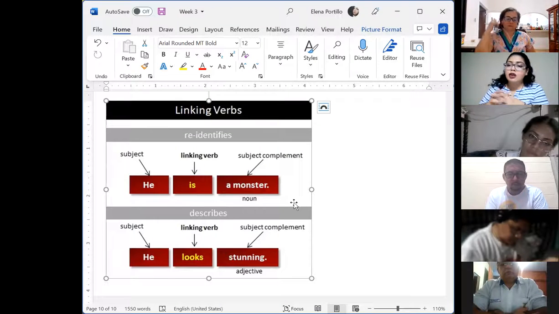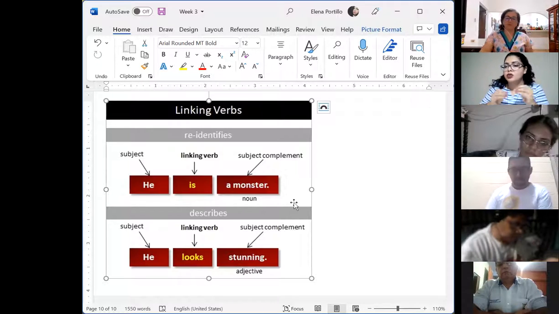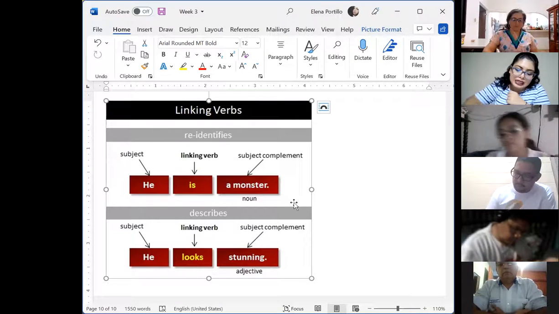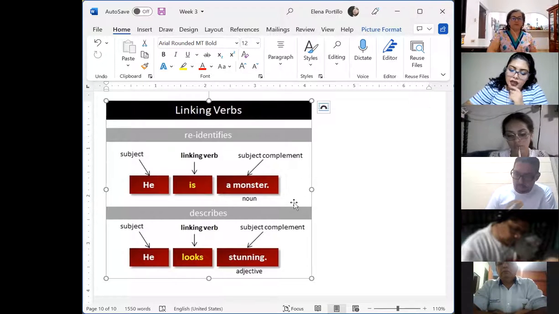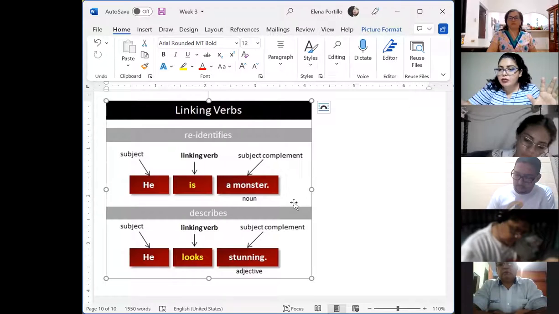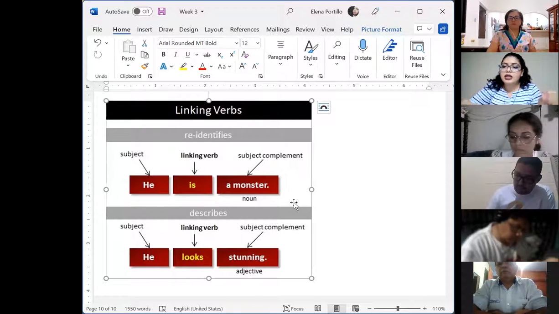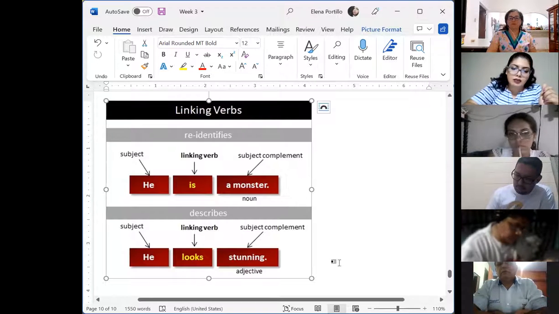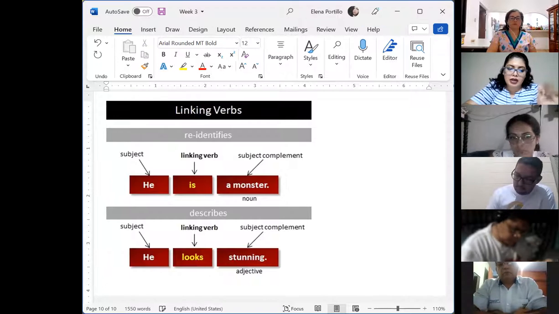We are saying something about the subject. So in this case, the linking verbs are those verbs that help us to link the subject with the subject complement. It is not a complement for a long sentence. It is a complement for the subject. Solo es un complemento para el sujeto.